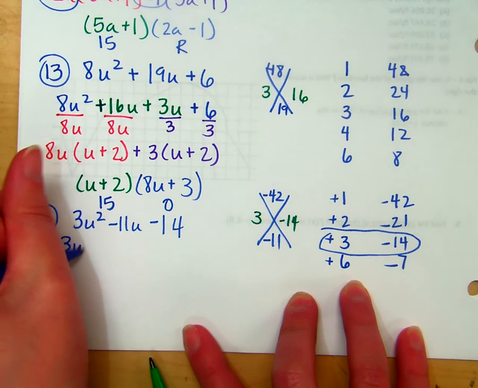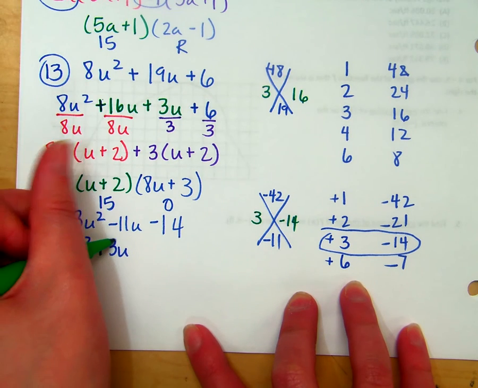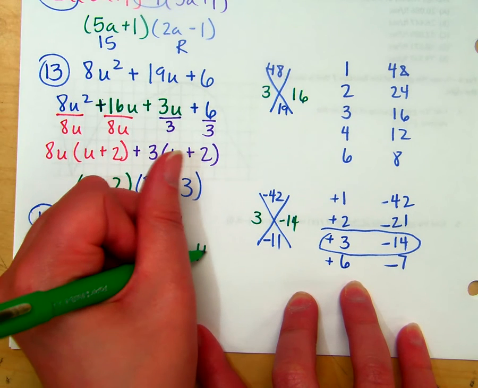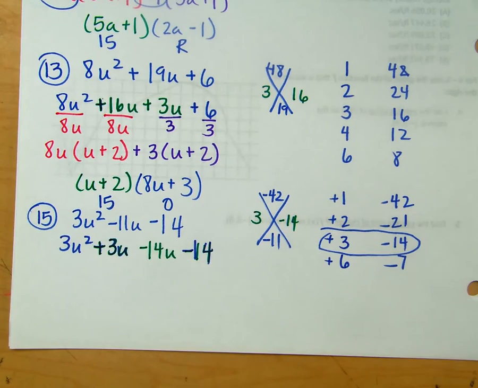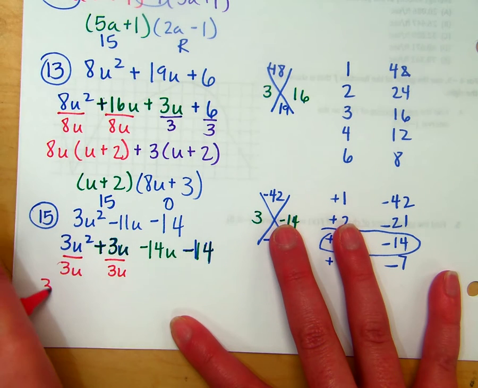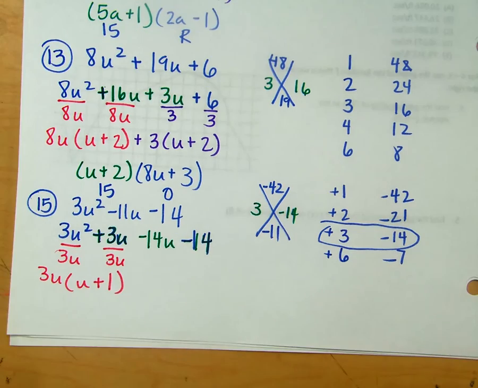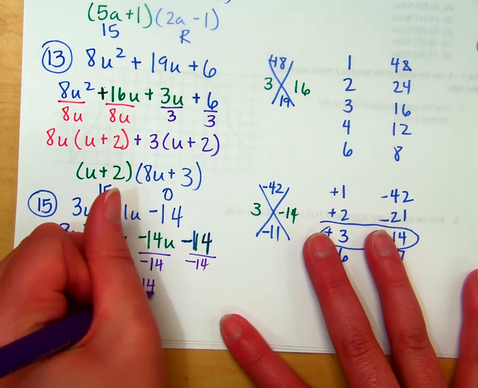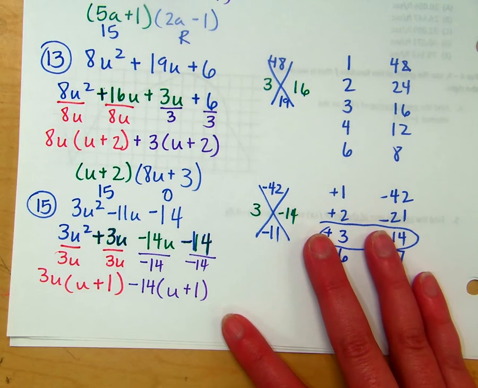So I've got 3u squared plus 3u, plus 3u minus 14u minus 14. I keep messing up my colors. I'm trying to keep going. Alright, so I'm going to divide the first by 3u. So 3's cancel out, leaving me with u. Remember, when it's identical, you have to put something there, so I'll put plus 1. And then I divide by negative 14. And I get u. Again, it's the same thing as plus 1. Good thing they turned out to be the same.